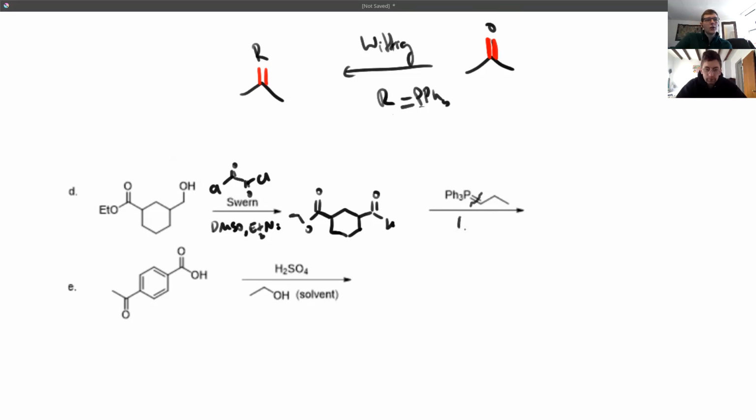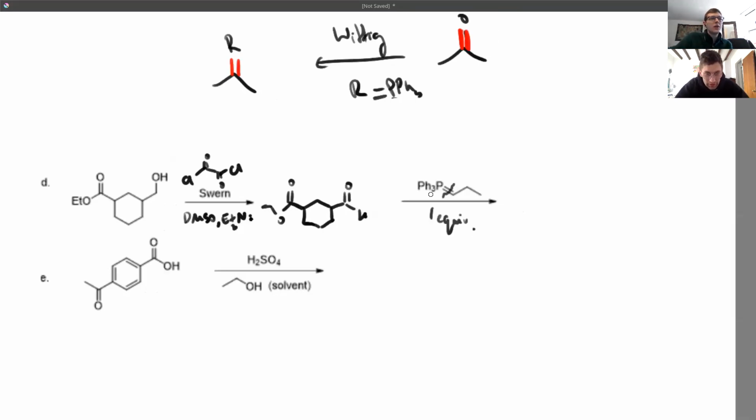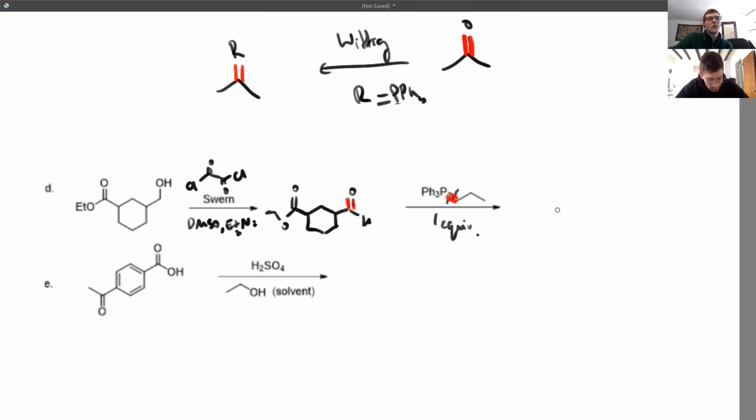And let's say we have one equivalent. Oh, we know aldehydes are more reactive than ketones. Yes, they are. And so all that we're going to do is just remember to swap these double bonds, right? That's it. So do I have the right color? Yeah, I do. Okay.